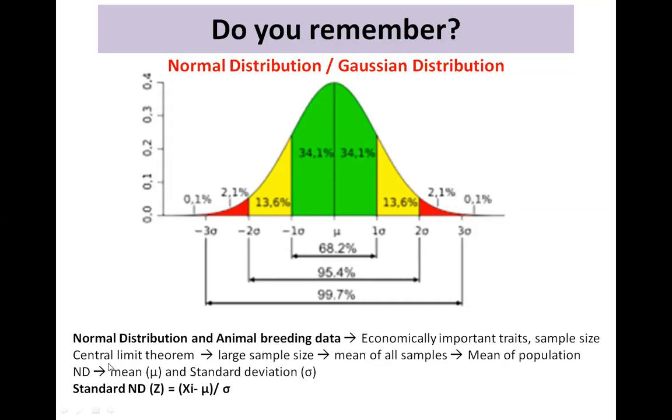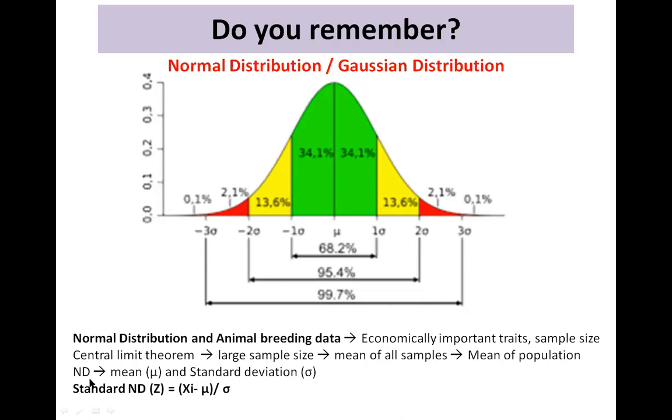Here the central limit theorem says that if we are considering a large sample size, it means that if your sample size is much larger, then the mean of all the samples is nothing but the mean of the population. These are representative of the mean of the population, provided that the individuals are taken randomly. So this is the central limit theorem. We'll see it in the next slide.